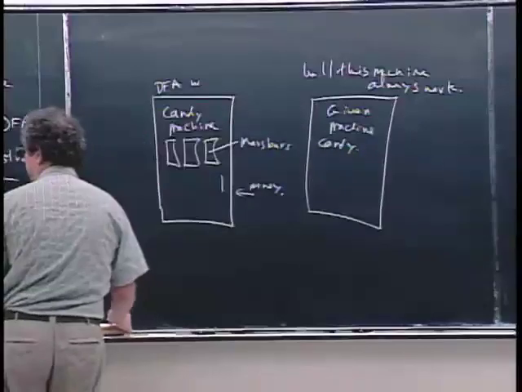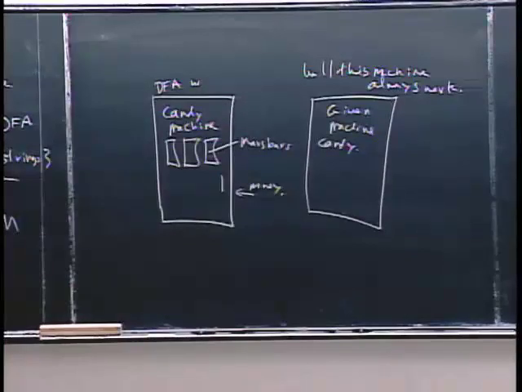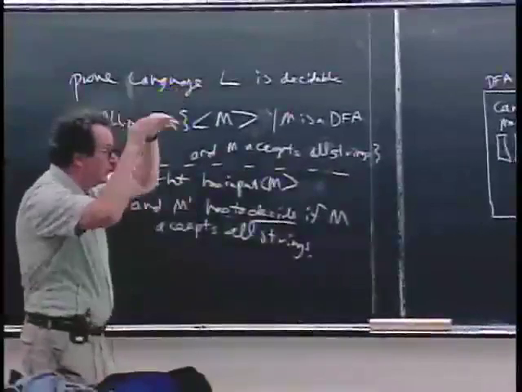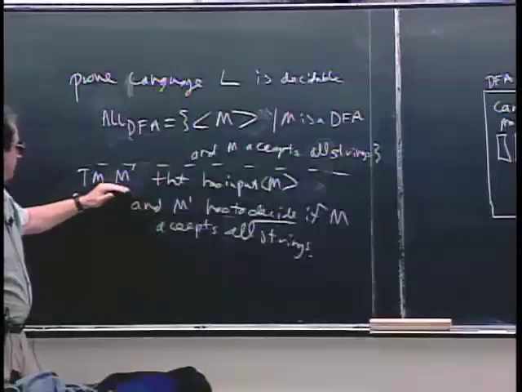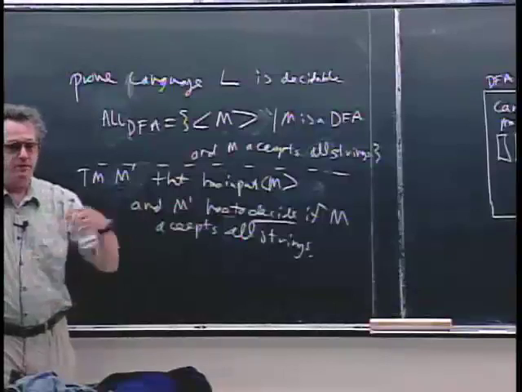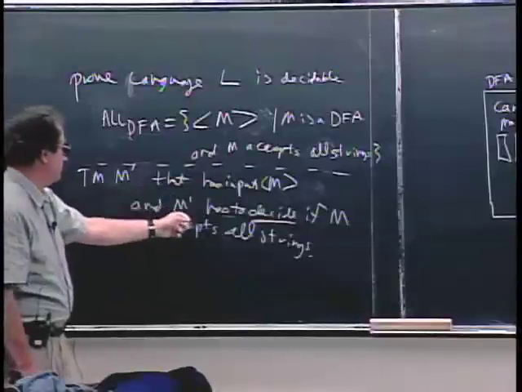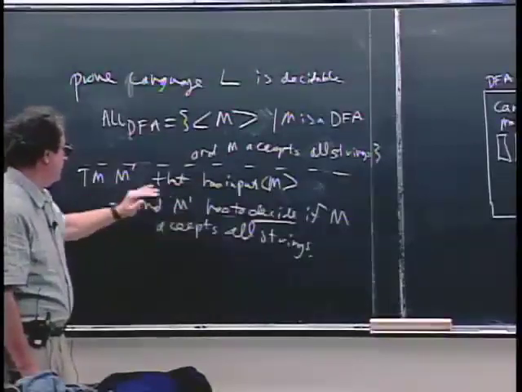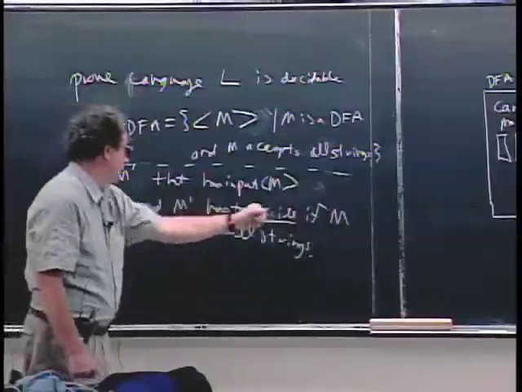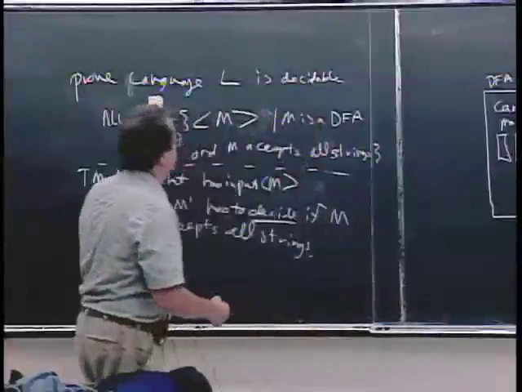So when you see this language, prove L is decidable, for languages like this, we want a Turing machine M prime. We want that super candy machine maintenance type person who can figure out whether that new candy machine that's never seen before will always work. And here we want a Turing machine that can take an input of a DFA and decide whether that DFA accepts all strings. Okay? All right, well, that was about DFAs, and that's on your homework.